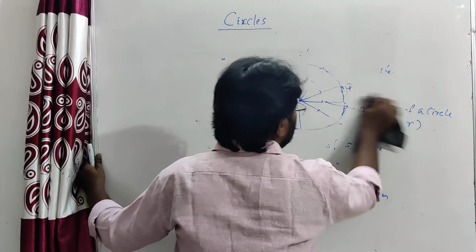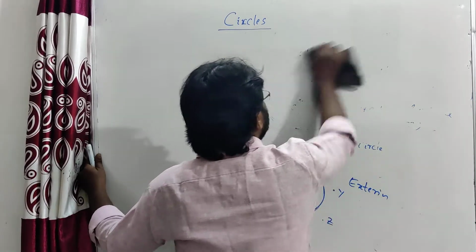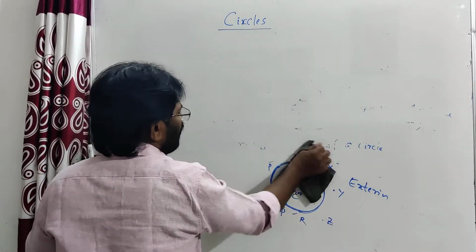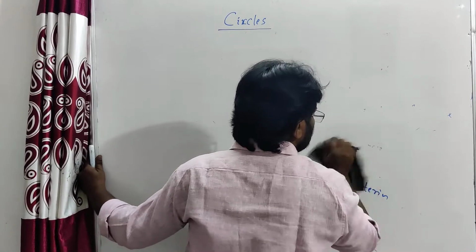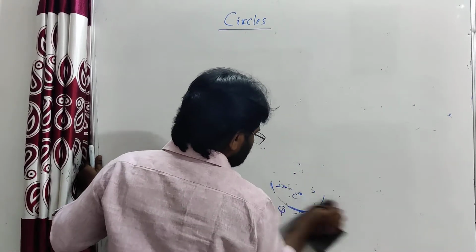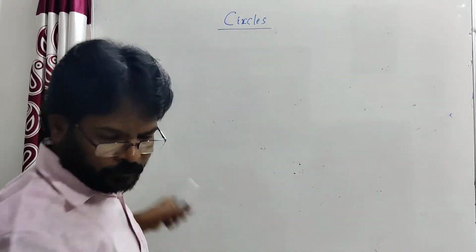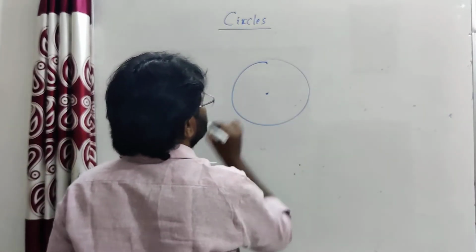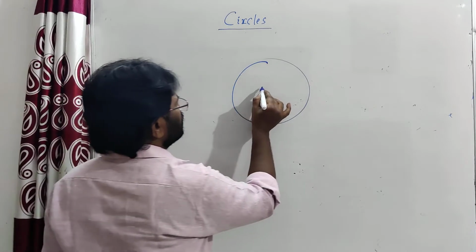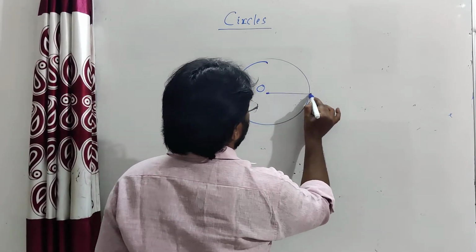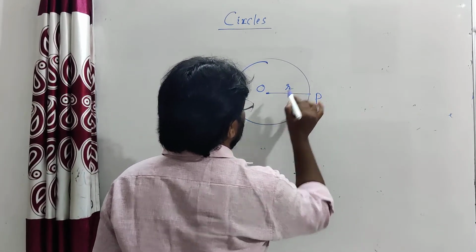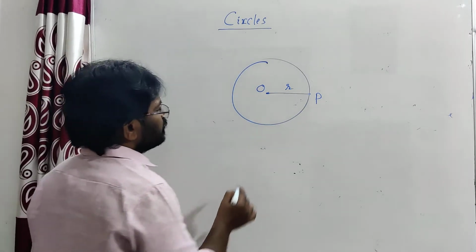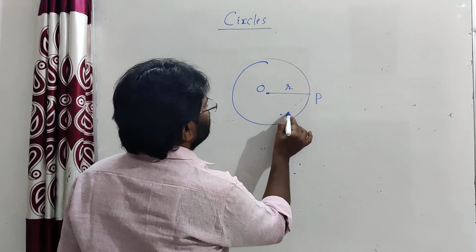So how do we recognize a point which is interior, exterior, or on the circle? That is what we have to discuss. See, this is a circle. The center is O. P is any point whose radius is R. Here there is a point A.